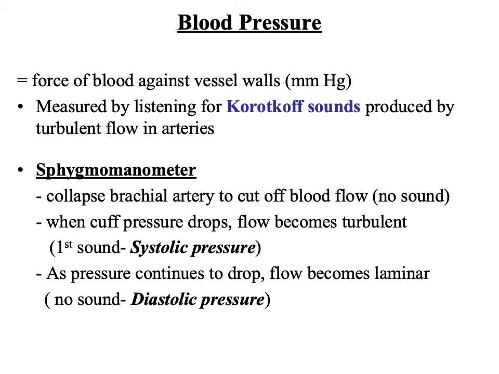And when that turbulent flow becomes laminar and the sound disappears, that is the point at which they record the diastolic pressure, the bottom number. As you may be aware, blood pressure is reported as systolic over diastolic. For example, on average, if you have a blood pressure of 120 over 80, the 120 is the systolic pressure, and the 80 is the diastolic pressure. Diastolic, and we talked about diastole in the previous chapter, refers to relaxation of the heart. So the diastolic pressure is the blood pressure when the ventricles of the heart are relaxing.